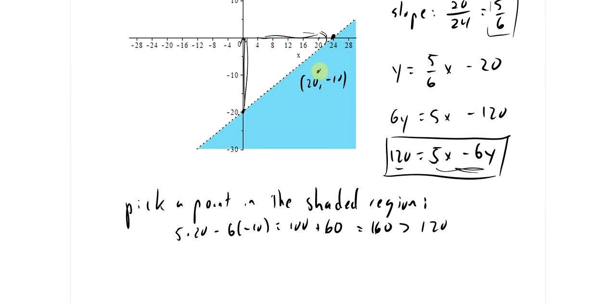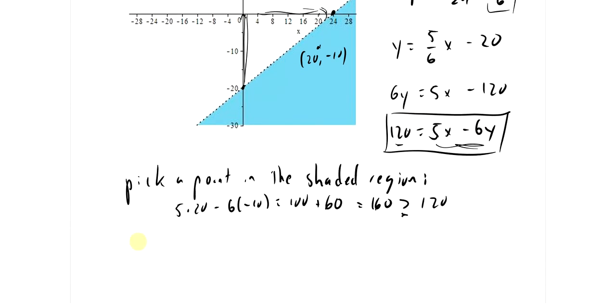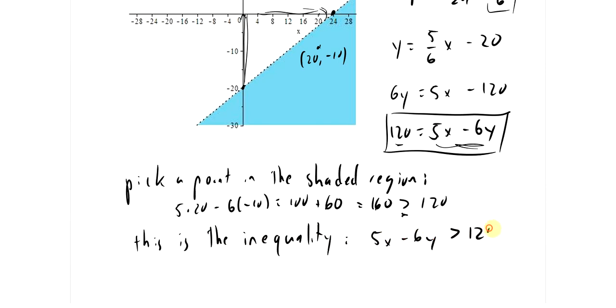So we pick a point that's off the line, and we found out if we plug these numbers in here, we got a number that's bigger than 120. So this side must be the greater than side. The line here is dashed, so we don't want that. So what's the inequality that gives rise to this? Well, 5x minus 6y is greater than 120.